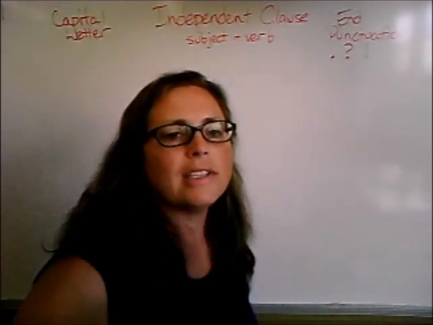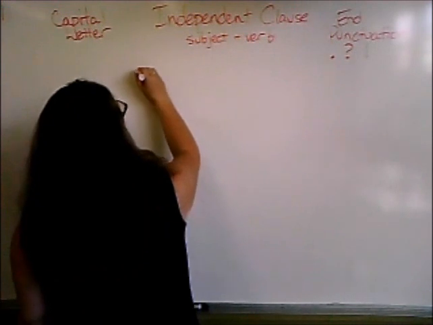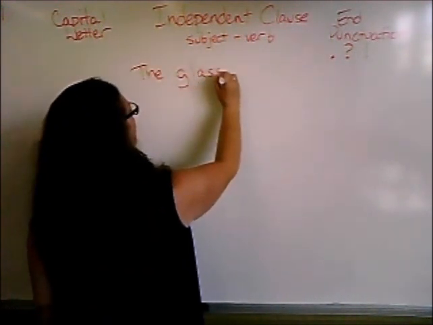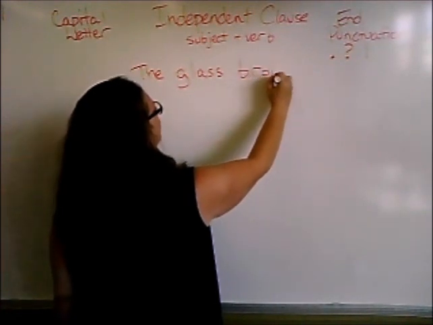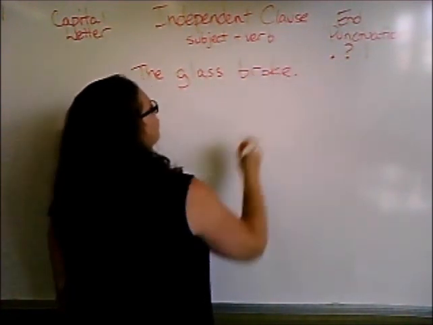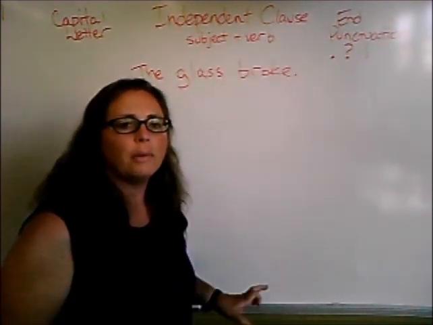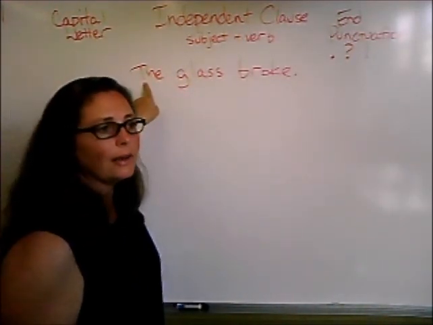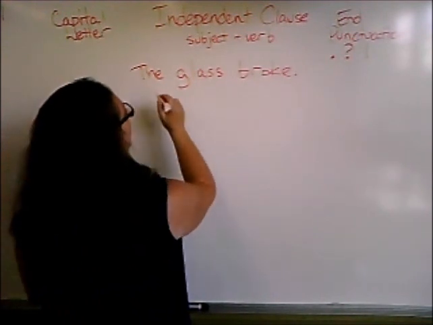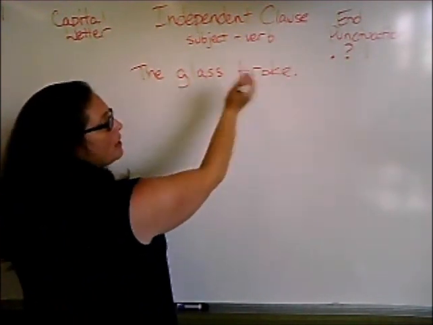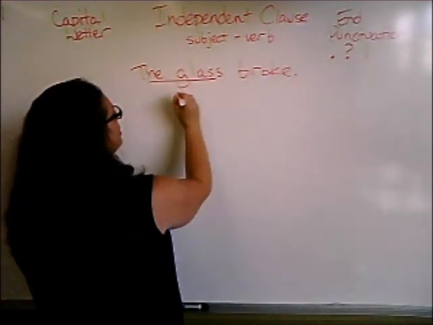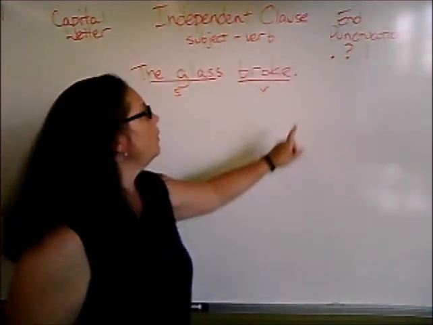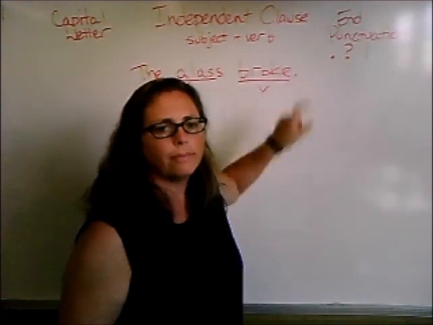So a very simple example might be: the glass broke. So we have a complete sentence here. We have a capital letter at the beginning. We have an independent clause with a subject and a verb. And we have end punctuation.